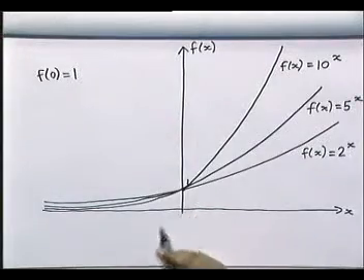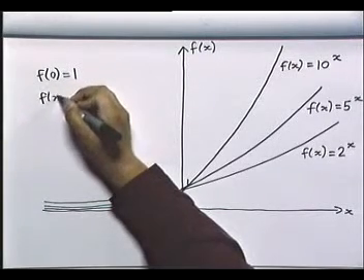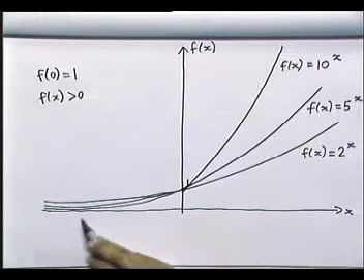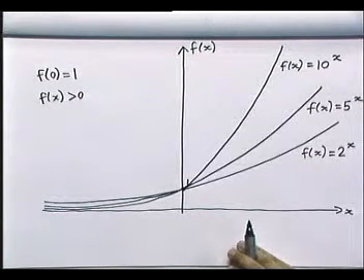Secondly, we notice that f of x is always more than 0. In other words, our output for this function is always positive. That's a very important feature of these kind of functions.